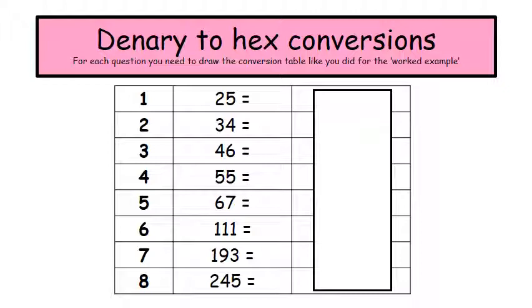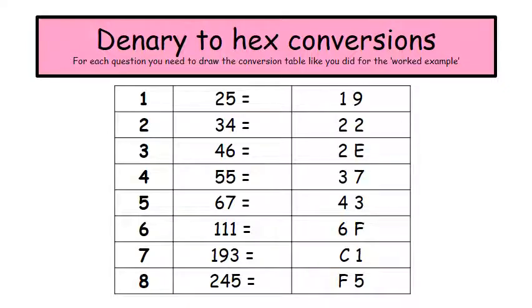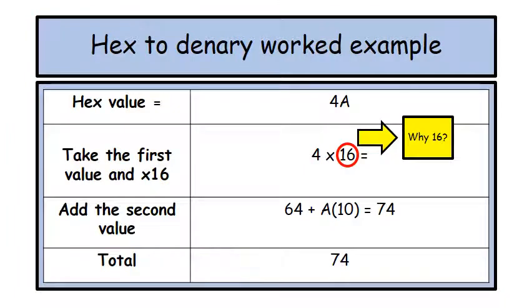Your answers that you should have had are 19, 22, 2E, 37, 43, 6F, C1 and F5. Okay, now moving on to the second set of questions we need to do.